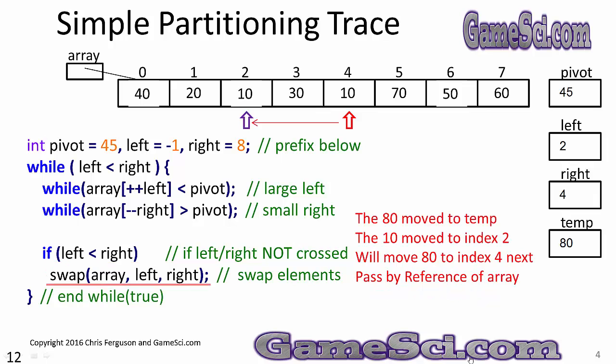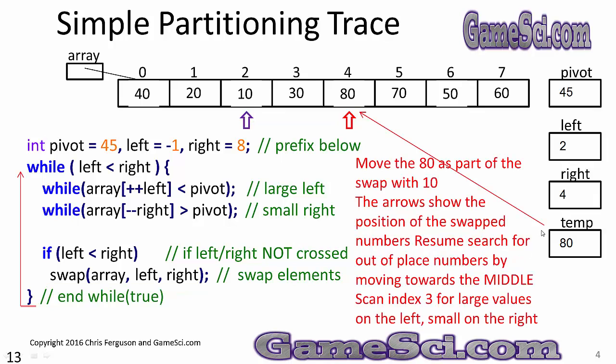We all know how a swap works. The 80 is going to move to the temp variable. The 10 at index 4 is going to move to where the 80 was at index 2. This is passed by reference to an array. We're going to change the positions of 10 and 80. Completing the swap, the 80 moves back up into the array to its proper position. The swap with 10 is complete. The arrows, purple and red, show you the position of the swapped numbers.